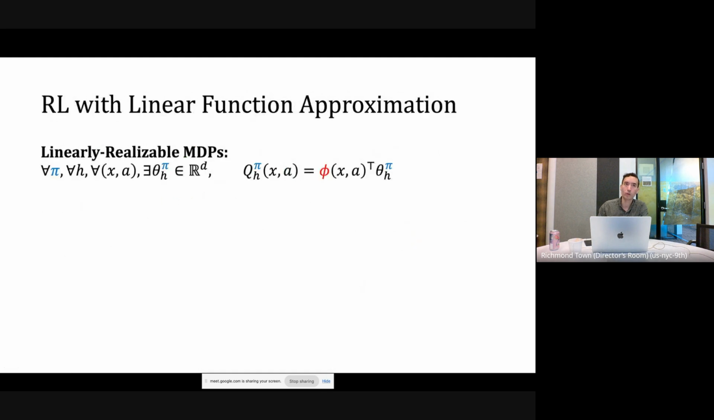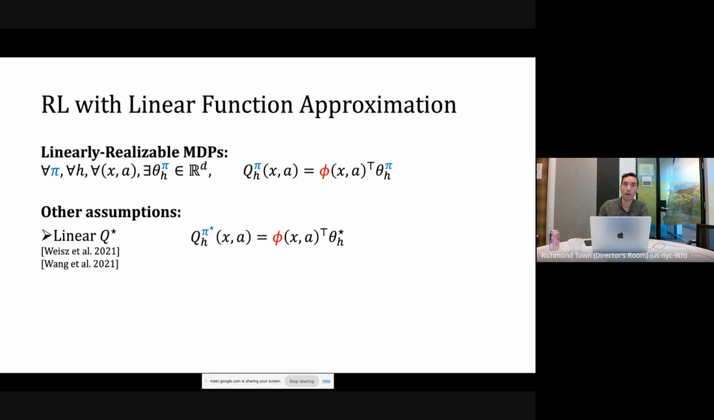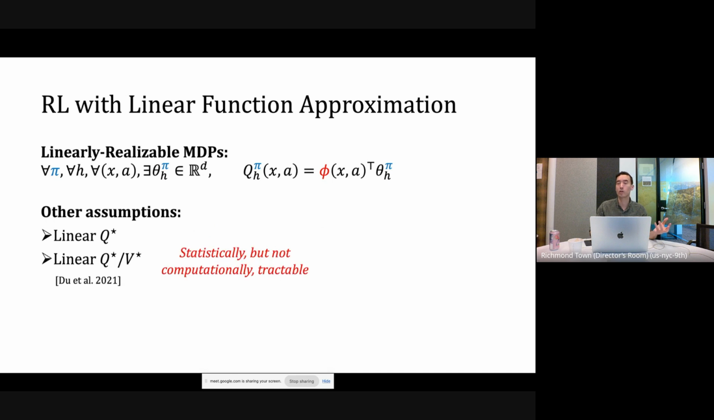Before I move on, let's first compare this assumption to other assumptions made in the linear function approximation setting. As you know, there's the linear Q star, where you assume that the optimal state action value function is linear in some feature map phi. This setting is actually known to be statistically intractable, unless you assume you have some value function gap and you have some local simulator. But in the standard online access without any additional assumptions, this setting is intractable. Then you have linear Q star V star. This one is statistically tractable, but not computationally tractable, again, in the online RL setting.